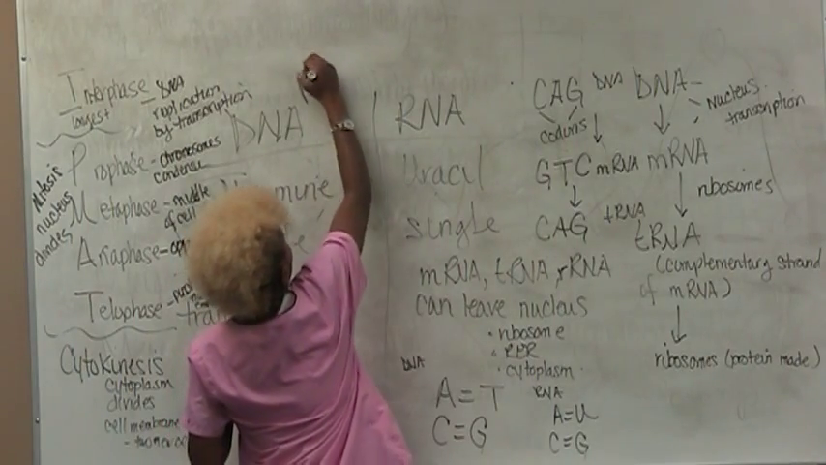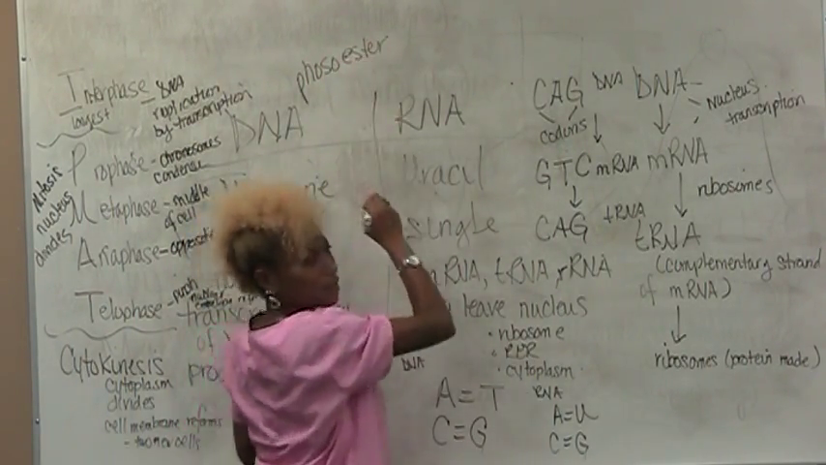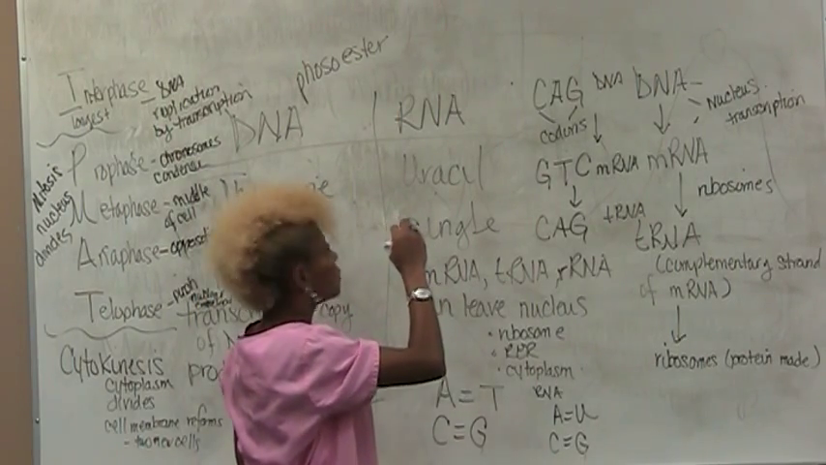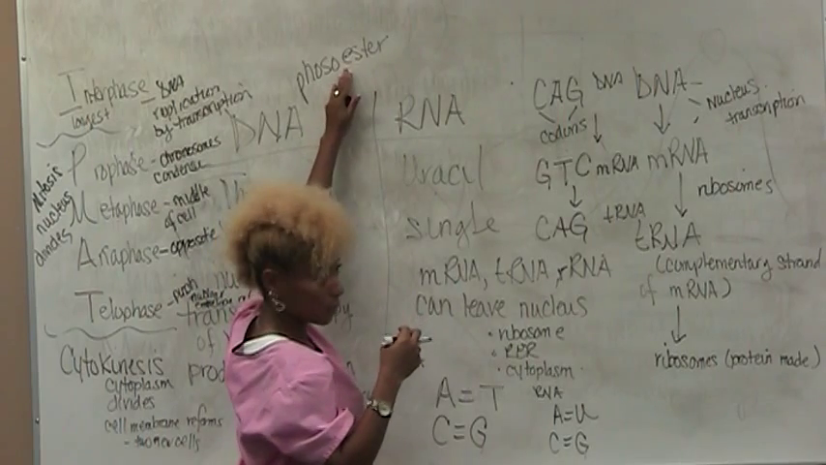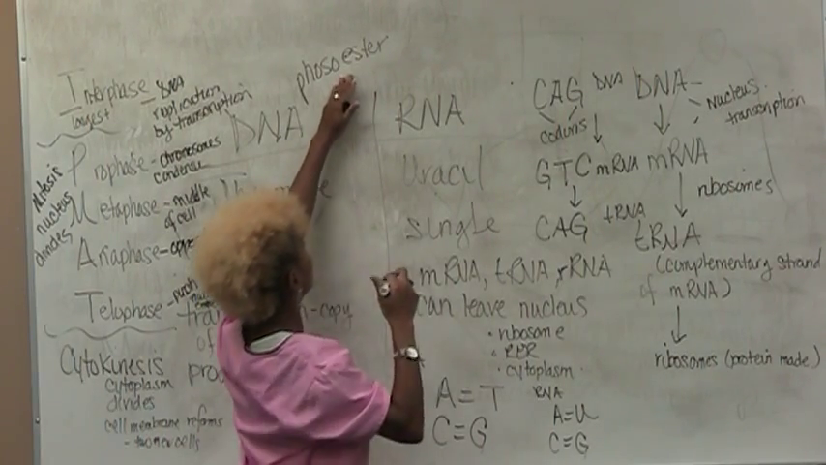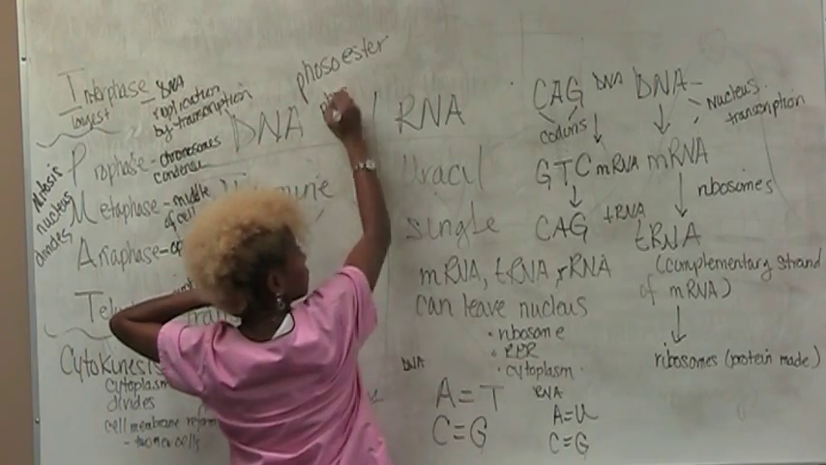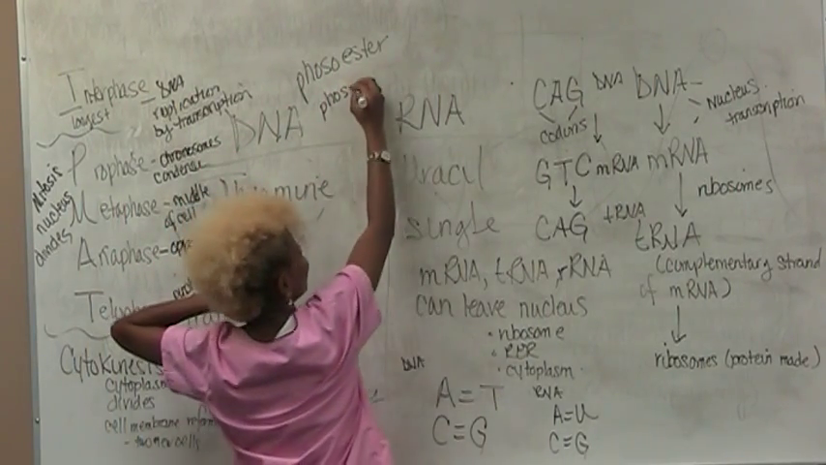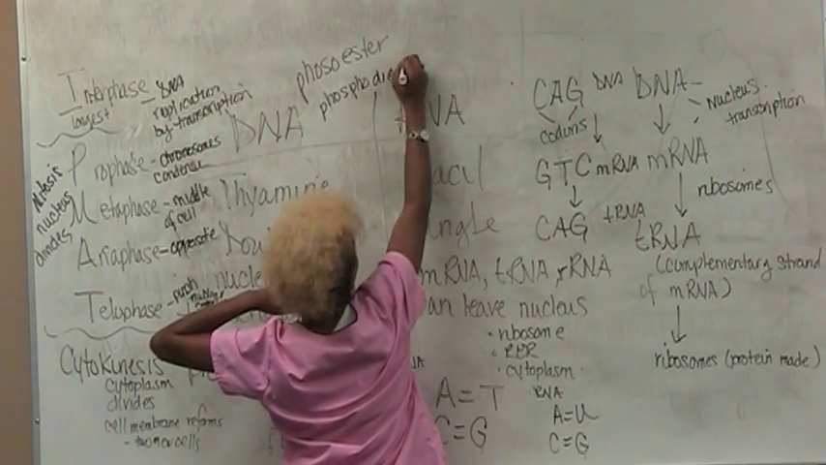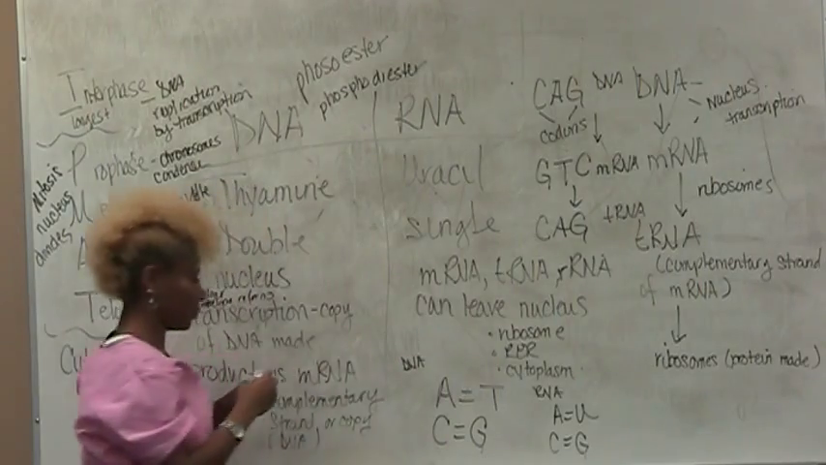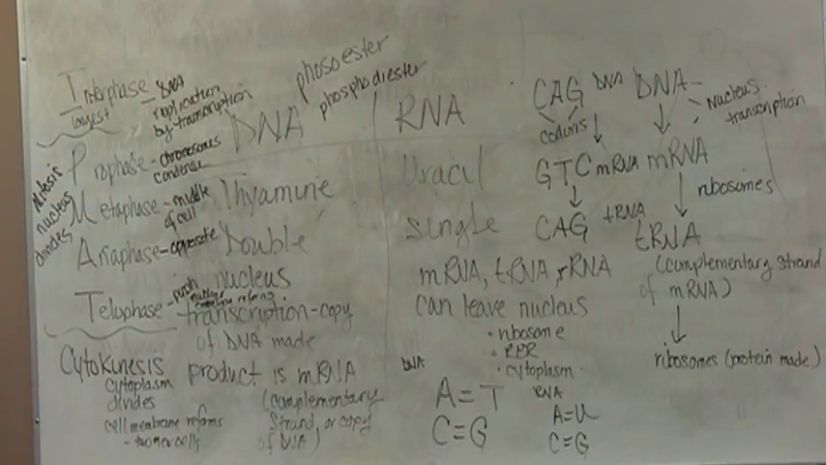Here we go. Not even sure. Right? No, I spelled it wrong? PHOS. Phospho. And then diester. It's a big difference. Oh, phosphorus.